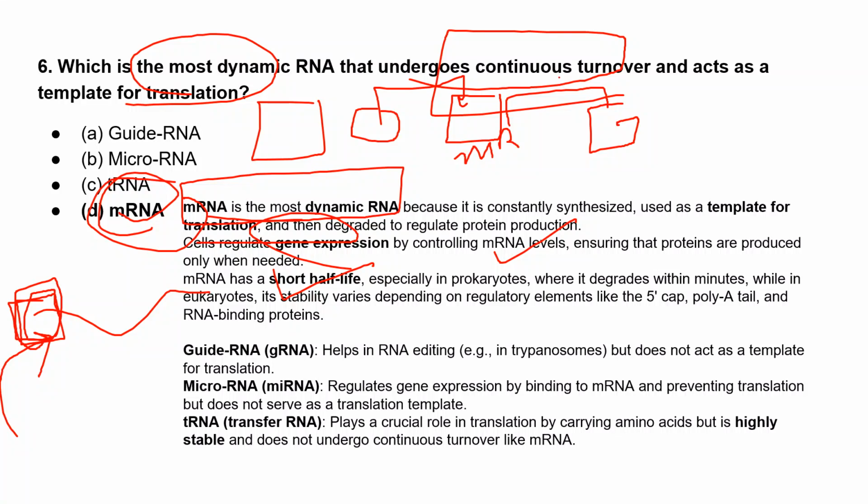For the continuous turnover, they have these regulatory elements. One is the 5' cap, which is present at the front side of the mRNA. At the end, they have the poly-A tail, so that it is protected from the nucleases and doesn't undergo the degradation process.